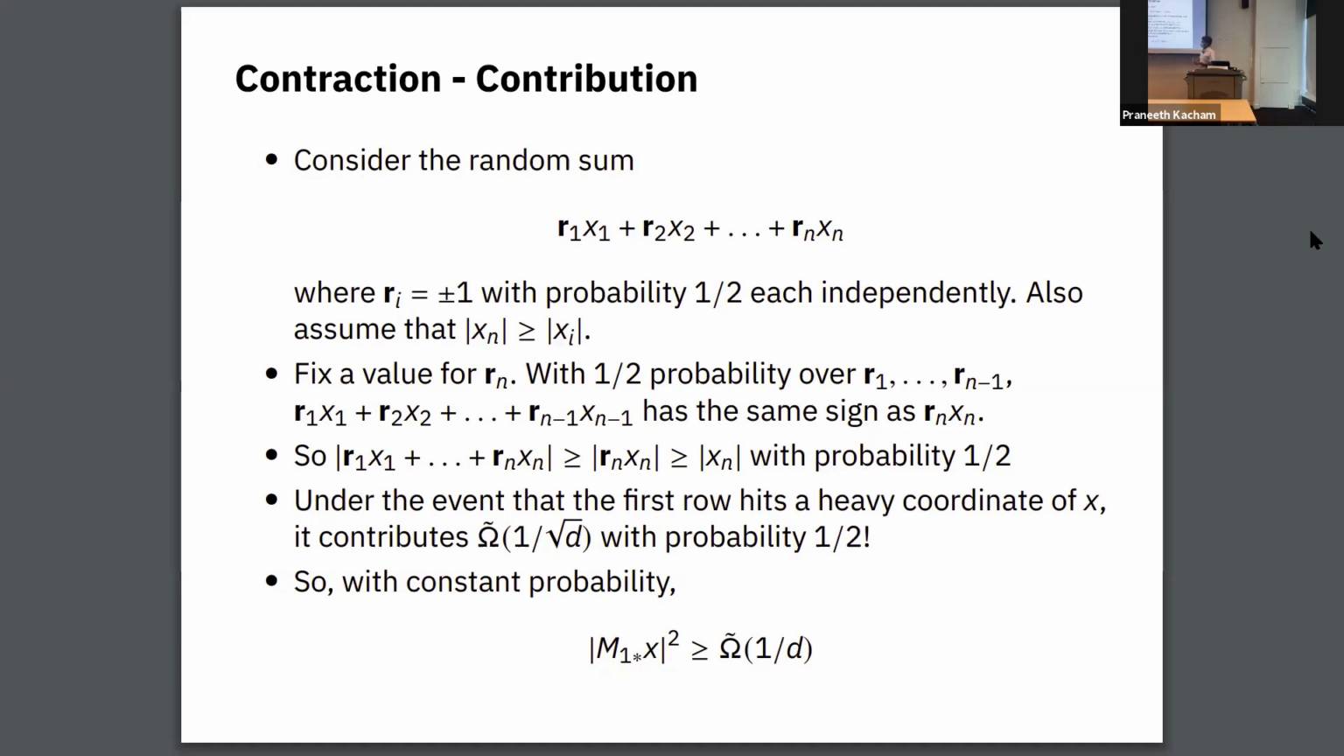And so the first event of hitting happens with constant probability. And again, once you are given that it hits with half probability, you will capture a large value. So with constant probability, m1 star x squared, that is the contribution of just the first row, would be at least 1 over d, because it hits a coordinate of magnitude 1 over square root d. So what we currently have is that a row with constant probability contributes 1 over d to Mx squared.